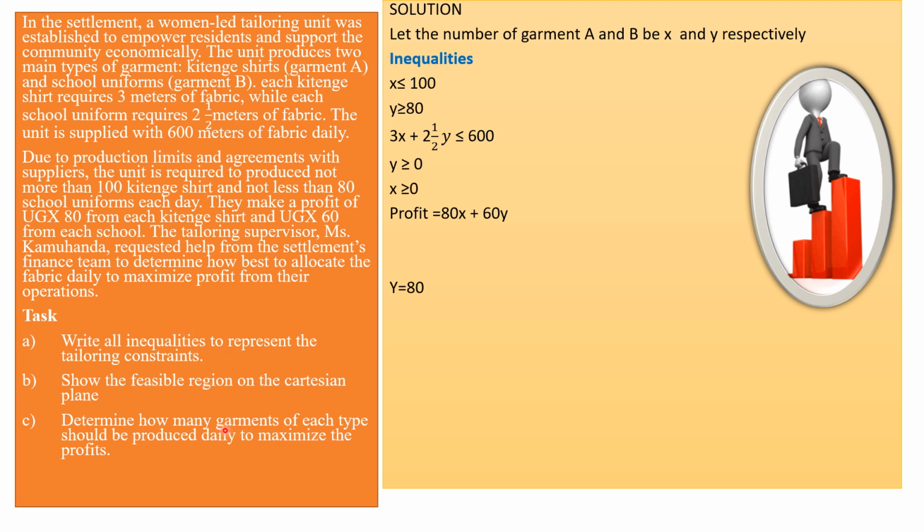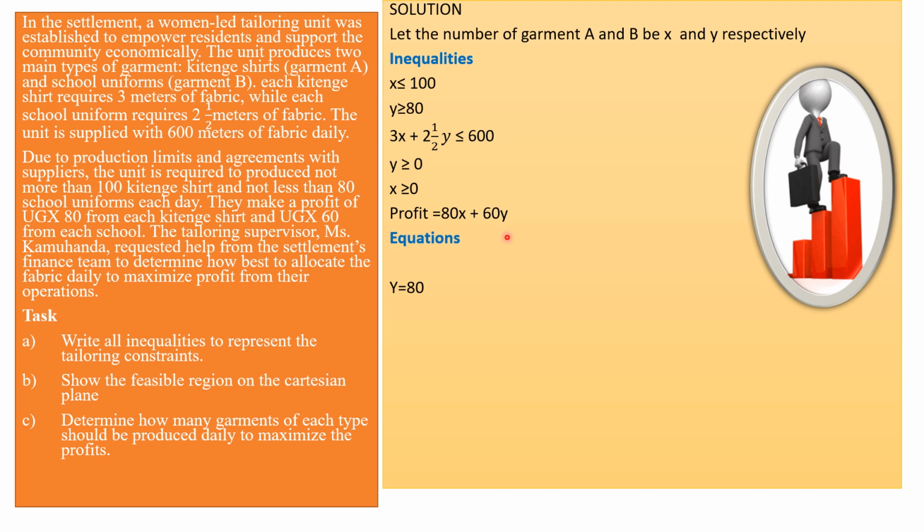Then after writing inequalities, it's better also you write the objective function. What is the aim? What were they intending to do? Here they are saying to maximize the profit. But remember, on every exchange shirt, he gets a profit of 80 Uganda shillings. And on each school uniform, he gets 60. So here our objective function will be 80x plus 60y.